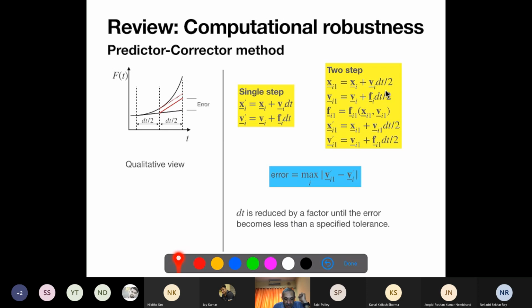If you look at it qualitatively, let's say we start at this point, we calculate the slope of f, and it turns out to be this, and then we take a time step dt, and we'll end up over here.